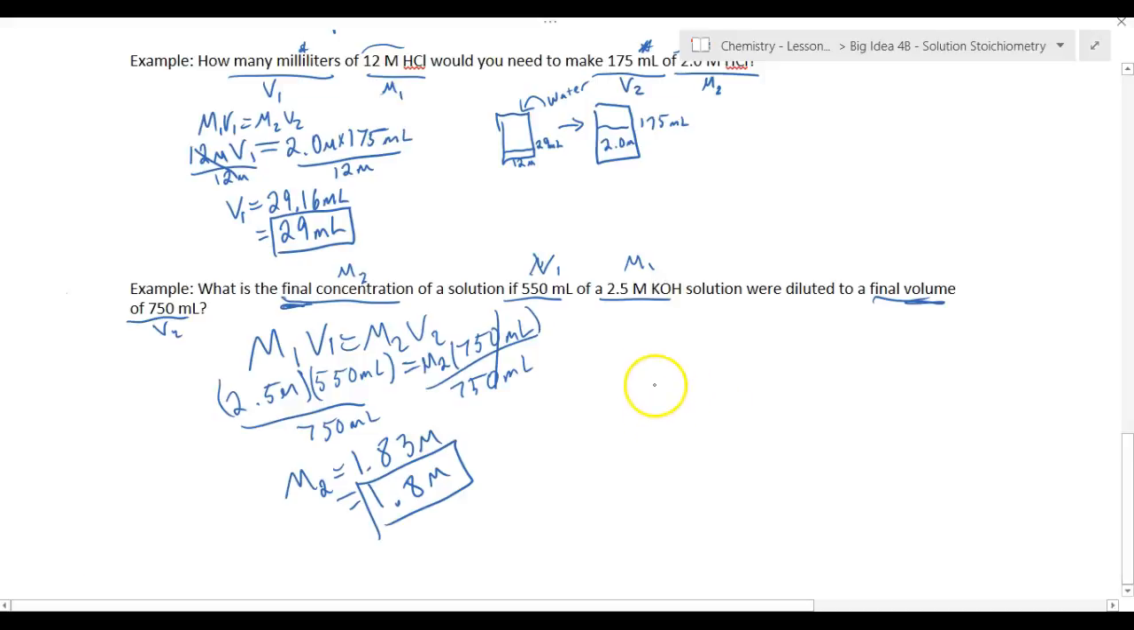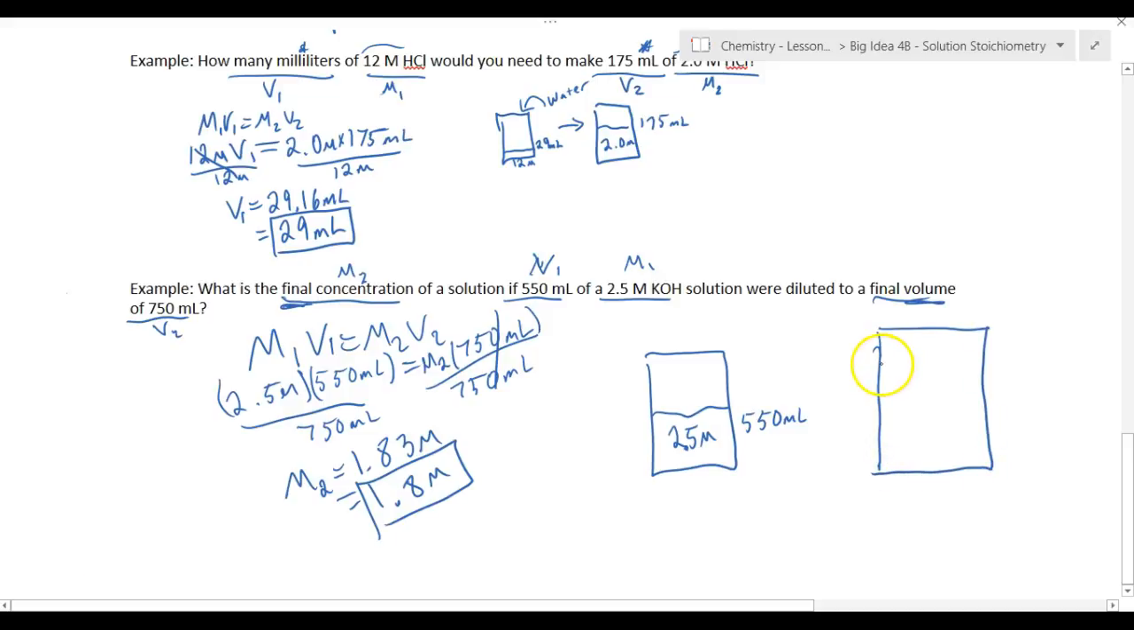Again, what that means is if you have 550 milliliters of this 2.5 molar KOH solution, and you want to have 750 milliliters of that solution, what's going to be that final molarity? So how do we solve for that? We get a final concentration that's equal to 1.8. Okay, so you add 200 milliliters of water in there, and we end up with a solution that has 1.8 molarity concentration. So that's all that means.